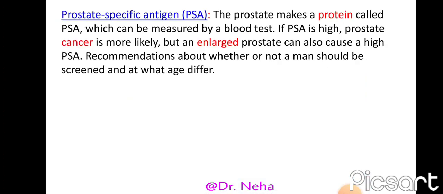Then the prostate specific antigen or PSA. It is a protein which can be measured by a blood test. If PSA is high, it shows prostate cancer. But an enlarged prostate can also cause high PSA. So recommendations about whether or not a man should be screened and at what age differ.